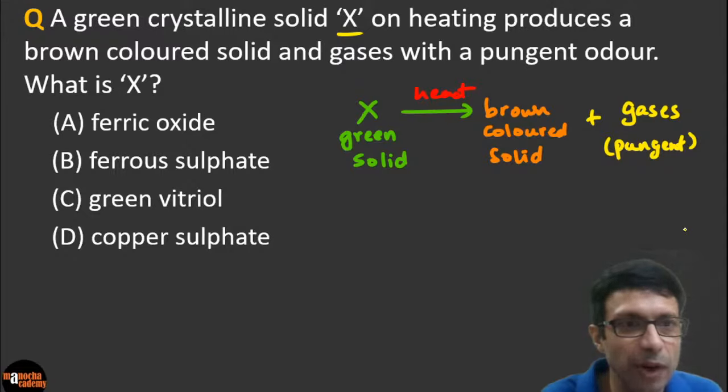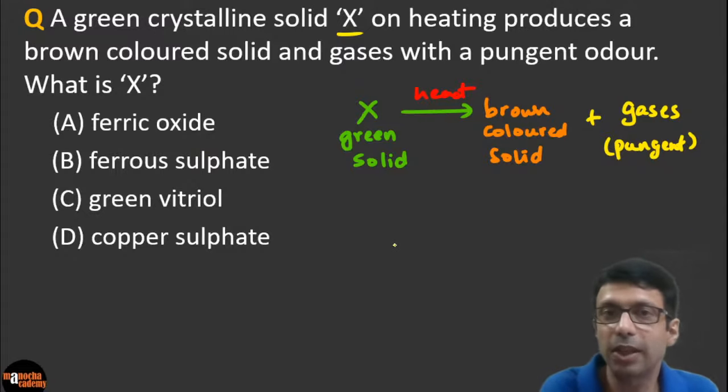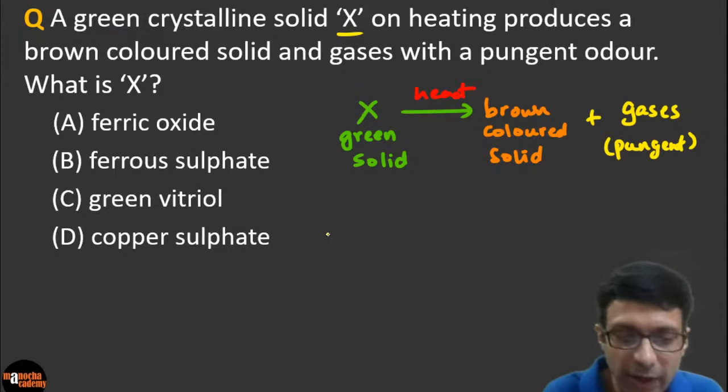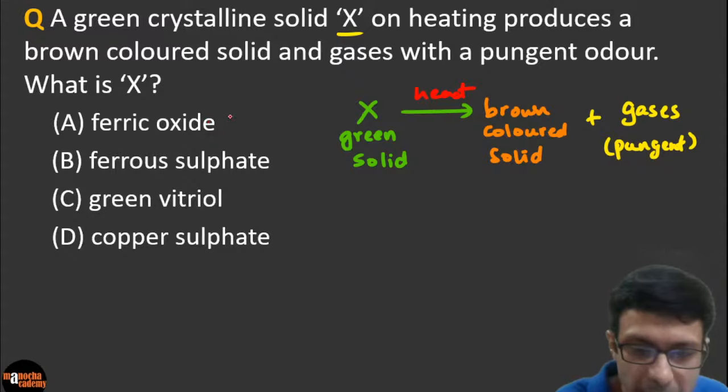Okay, very good. I see different answers here. So can it be ferric oxide? No, we just discussed ferric oxide or rust, right? It has a reddish brown color. We want to know X, the green color solid. So this can't be our answer.